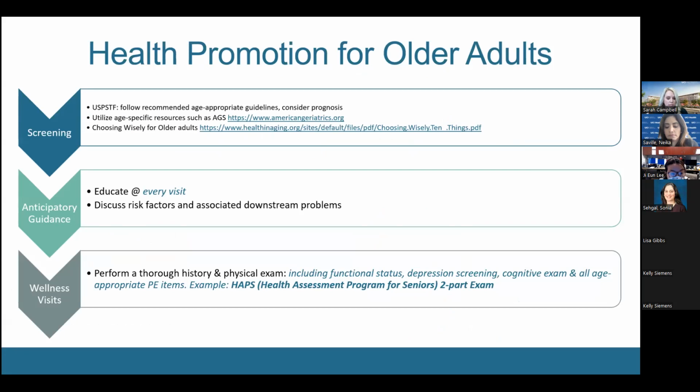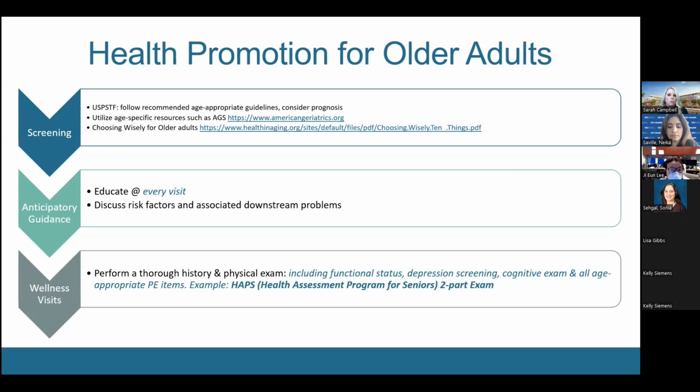Health promotion for older adults consists of continuing to screen. So utilizing age-appropriate resources and doing screening, but considering prognosis, making sure that we're not over-screening, and utilizing tools like the American Geriatrics Society, as well as Choosing Wisely for older adults. This is a great document that you can click on this link and use. This is from choosingwisely.org, but this one specifically is for older adults. Use your anticipatory guidelines to say, hey, here's what you're dealing with right now, but here's what you could face downstream. Here's what could happen later. And even though you feel great now, here's what we want to prevent from happening.